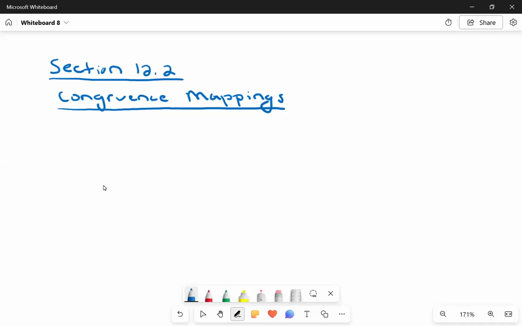But all of those lead us into the next section, which is like the big finale for the chapter, which is talking about similarities between figures.